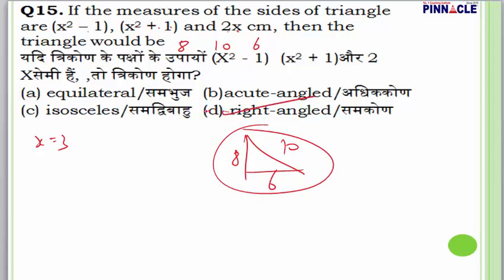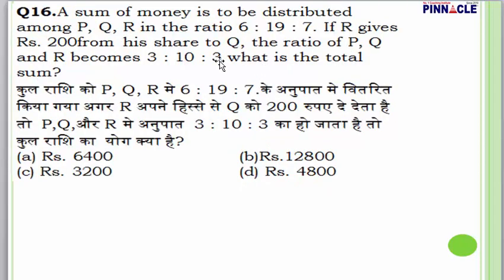Question number 16. A sum of money is to be distributed among P, Q, R in the ratio 6:19:7. If R gives rupees 200 from its share to Q, the ratio of P, Q and R becomes 3:10:3. What is the total sum?